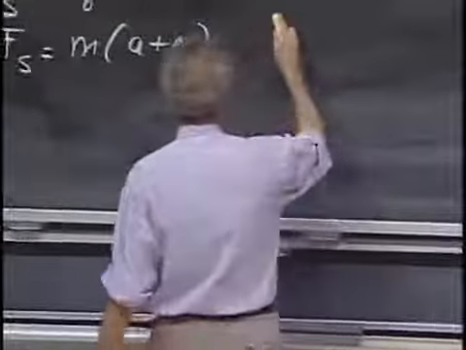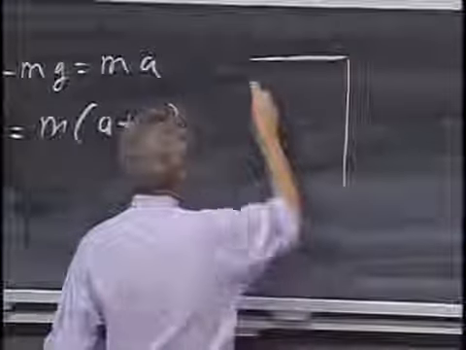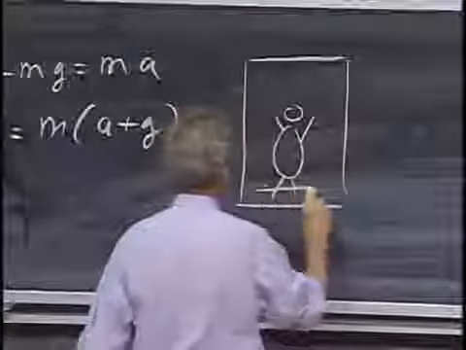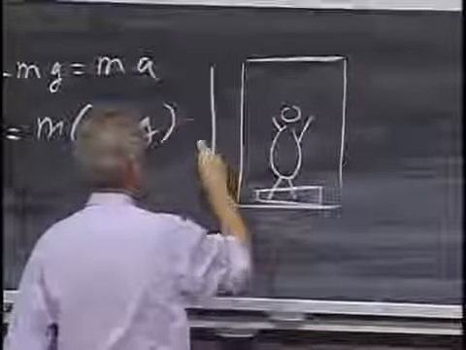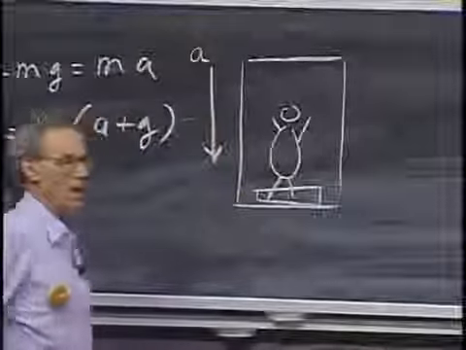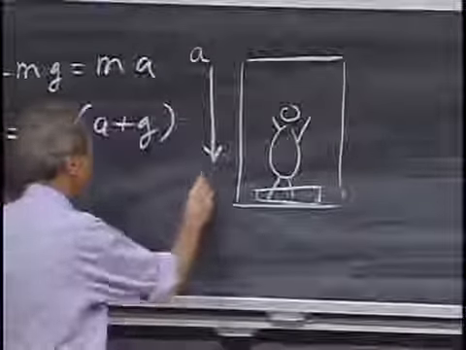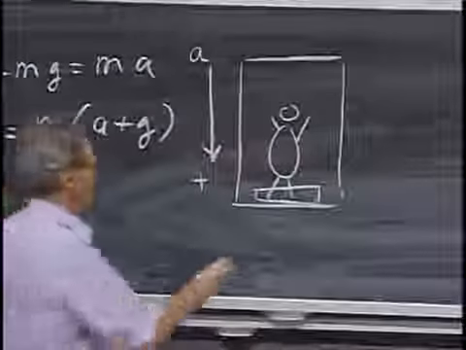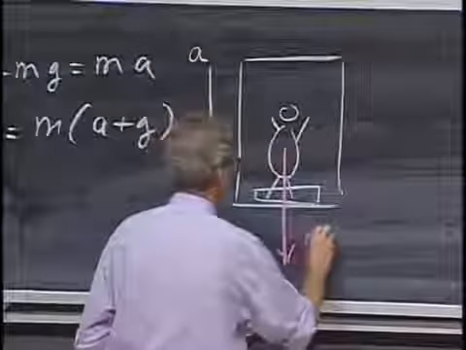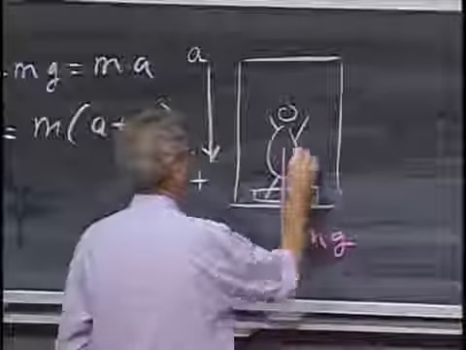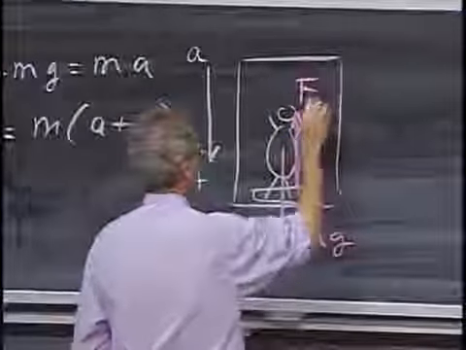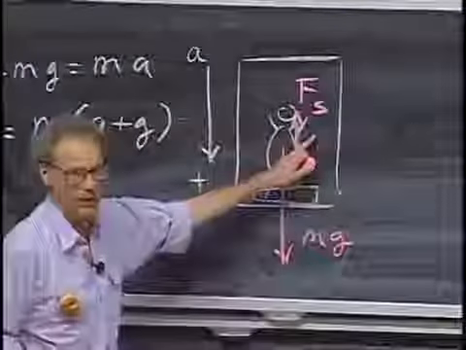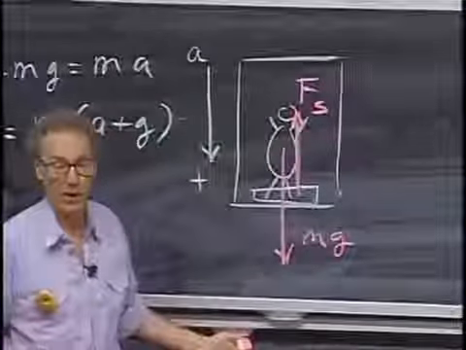Now, I'm going to put you in the elevator. Here you are. And I'm going to accelerate you down. This is now A. And just for my convenience, I call this now the plus direction. It doesn't really matter. So now we have here mg. That is gravity acting upon you. And now you have the force from the bathroom scale. Clearly, mg must be larger than F of s, otherwise you couldn't be accelerated downwards.